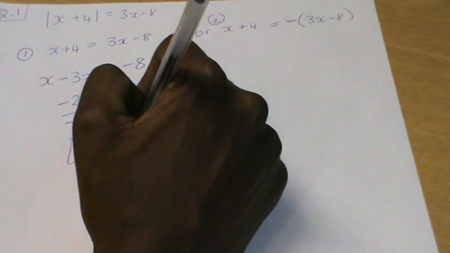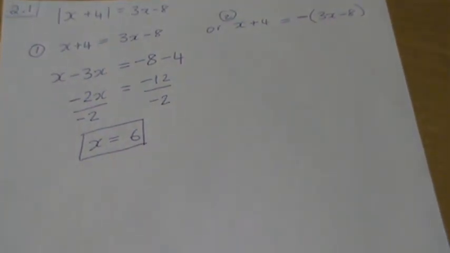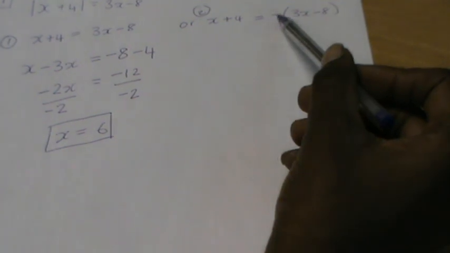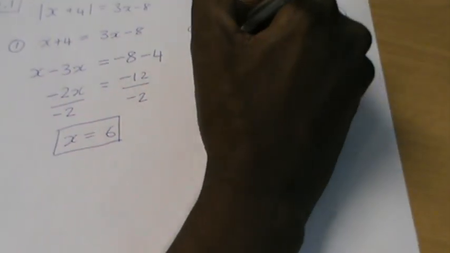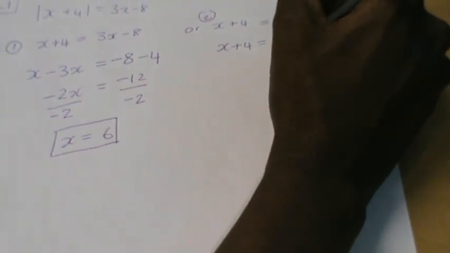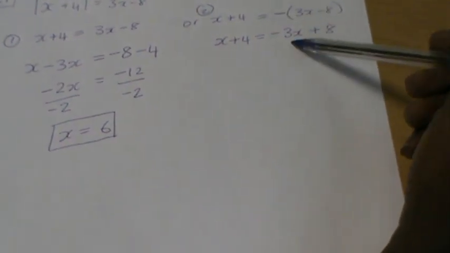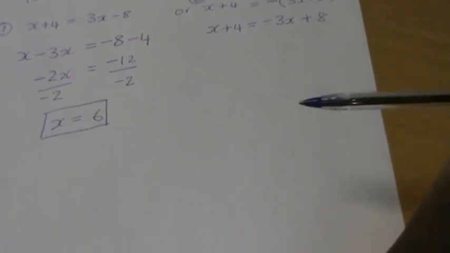Okay, so that is the first one, but I need to test it. I must always test my solution in case it is not valid. Then I look at the second one. Here I have negative multiplying the brackets, so it should multiply everything inside the brackets. So this is x plus 4, this is minus 3x plus 8, because this is negative 1 times 3x, negative. Negative 1 times negative 8, it's positive.